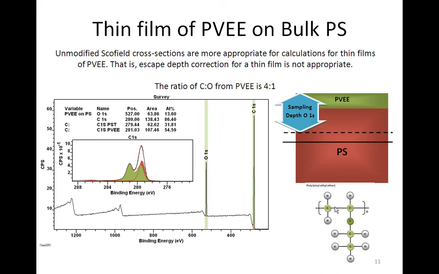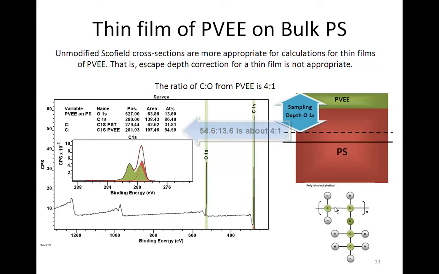So if we look at a sample that has been analysed at 90 degrees, and then we do a peak model, and then we do a survey spectrum and calculate the proportions of oxygen to carbon, we know that the polyvinyl ethyl ether ought to have a ratio of 4 carbon to 1 oxygen, whereas the polystyrene is entirely made up of carbon with the exception of hydrogen, which we can't measure.